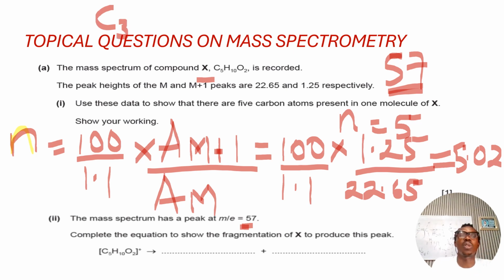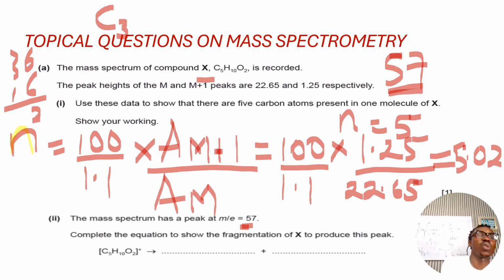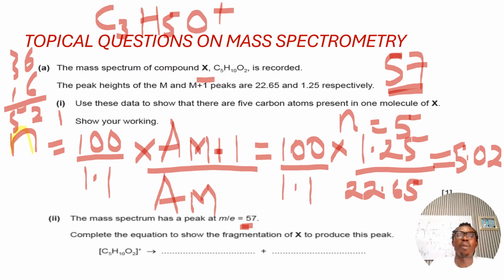3 times 12, which is 36. Then oxygen. If we add one atom of oxygen, that is 36 plus 16, which is 52. So we need 5 atoms of hydrogen. So it will be C3H5O plus.